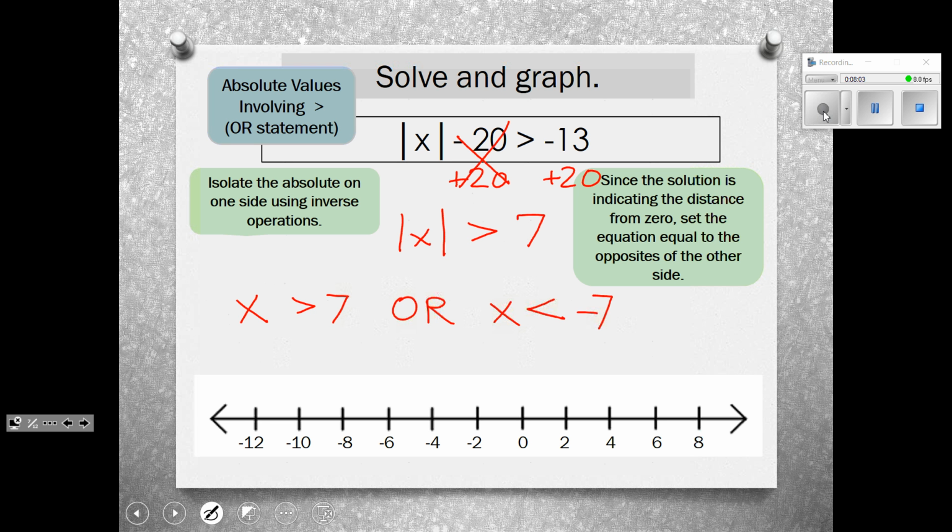So let's see how this would graph. It should graph as "or"s with the arrows going out. X is greater than 7. So we have 7 greater than. X is less than negative 7. So we have our "or"s going out.